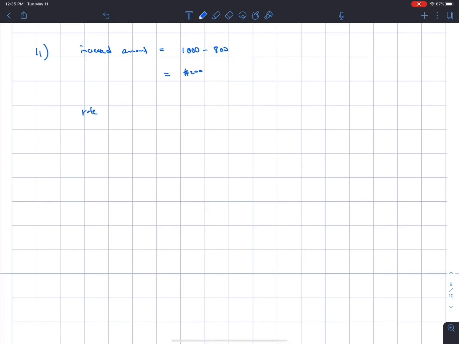The rate of increase is going to be 200 divided by 800. So the increase amount divided by the original amount. So this rate is 1/4. I can give this a unit. So $1 increase from $4 of salary.